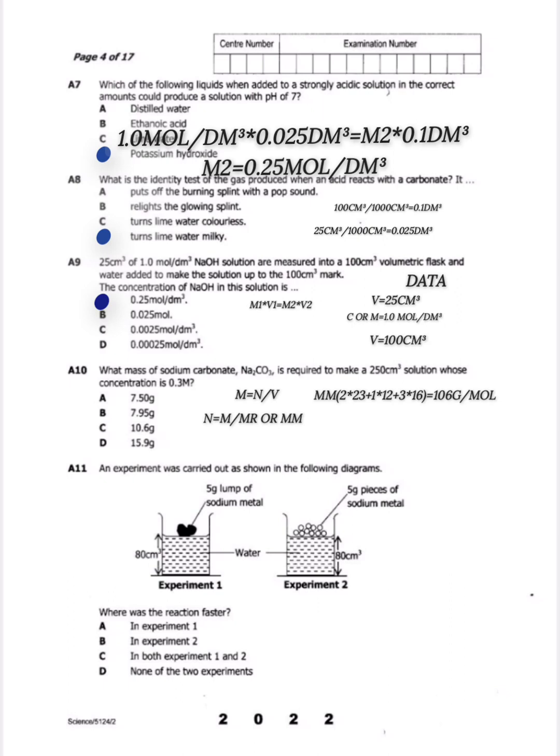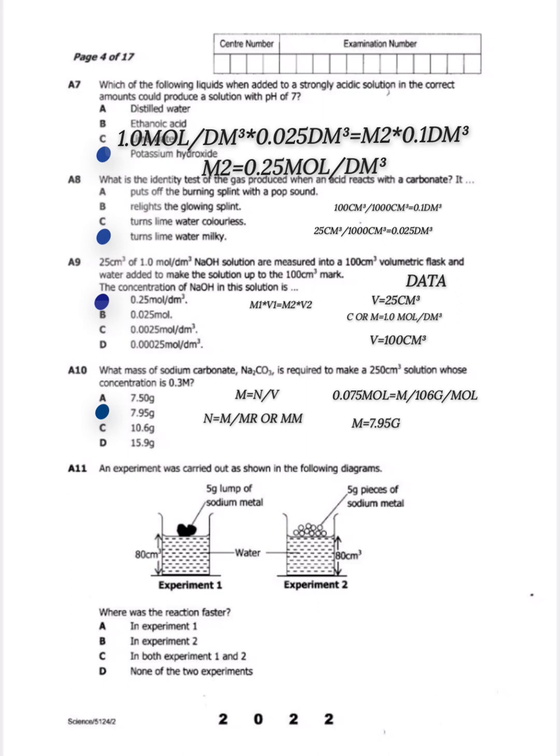So here I'm going to say the number of moles, which is 0.075 moles, is equal to the mass, which we don't know, over 106 grams per mole. So here I'm going to cross multiply. Then my mass here is going to be 7.95 grams. That's the mass of sodium carbonate, which is B, the answer. Okay. The last one on this part here, A11.